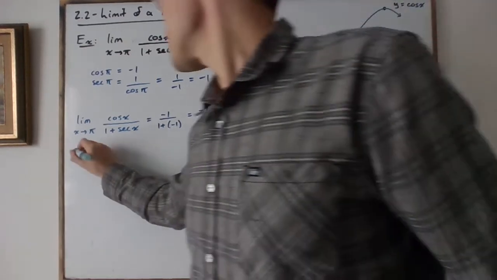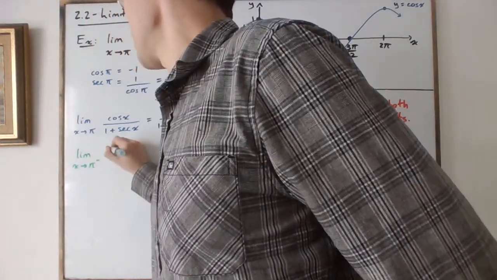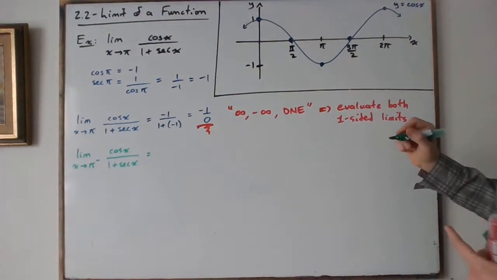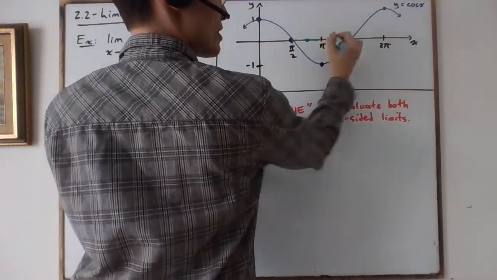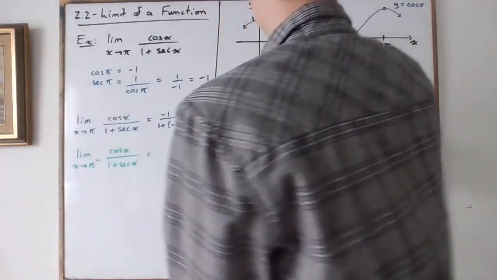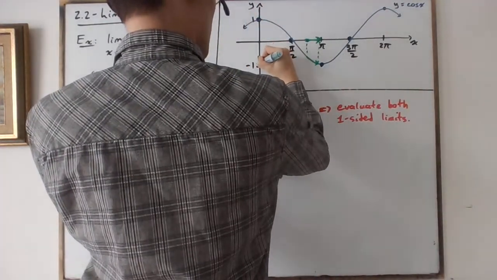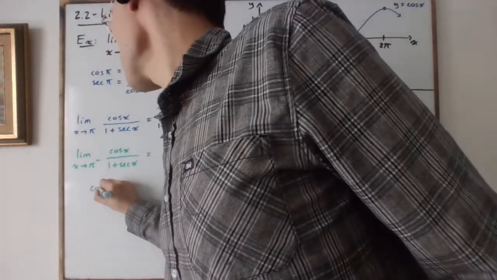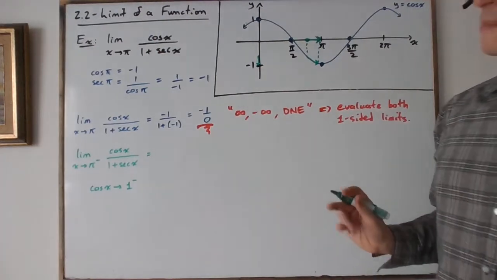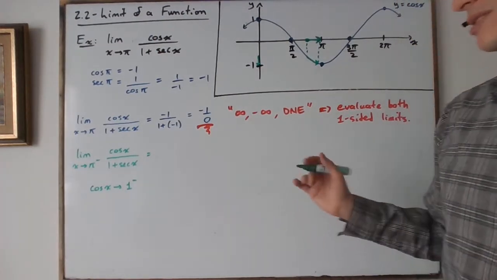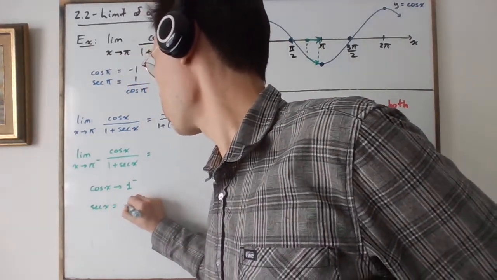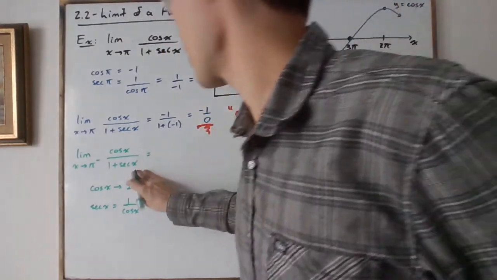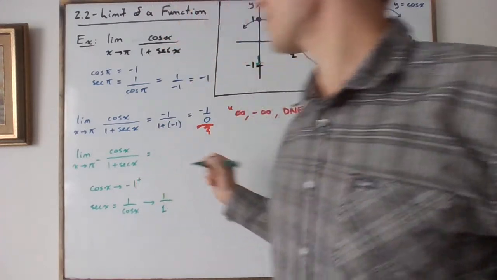So the limit as x approaches pi from below of cosine of x over 1 plus secant of x is equal to... what's happening here? x is approaching pi from below. If we look at the curve, we see that it's approaching negative 1 from above. Let's write that down. We know that cosine of x is approaching negative 1 from above, but secant of x is a little bit trickier, so we have to figure it out. Secant of x, which is equal to 1 over cosine of x, is approaching 1 over negative 1 from above.